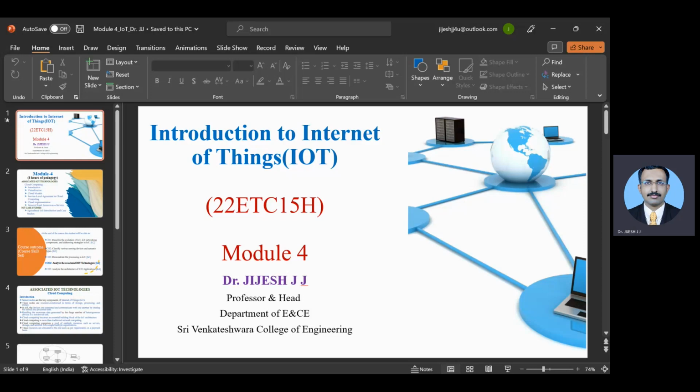So what is module 4? In the previous 3 modules we have seen what is an IoT, what are the sensors, what is the application of designing an IoT device, how to design an IoT device, and in module 4 we are going to see the further advanced one. So all of you can just make a note of that module 4. The module name is Associated IoT Technologies. Here you are going to discuss associated IoT technologies, wherein you will be discussing cloud computing.